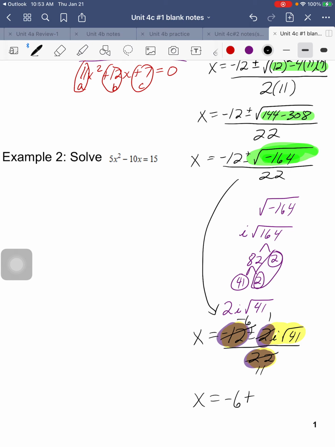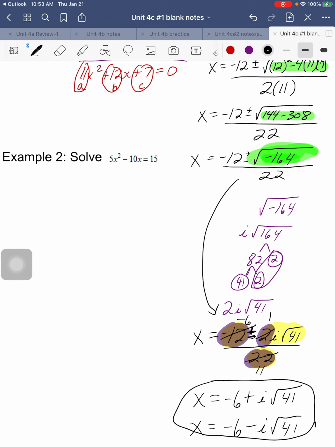So you have negative 6 plus 1 times i is i, square root of 41. And you have negative 6 minus i, square root of 41. So there's the plus and the minus. You can write them together. I just wanted to write them separate so you can see that there are two actual solutions there. They're both imaginary. So if you graphed it, they would not cross the x-axis, and that's all right.